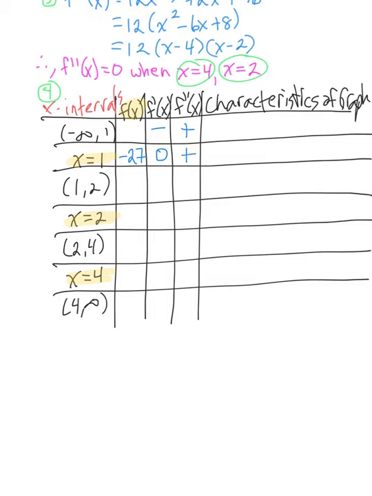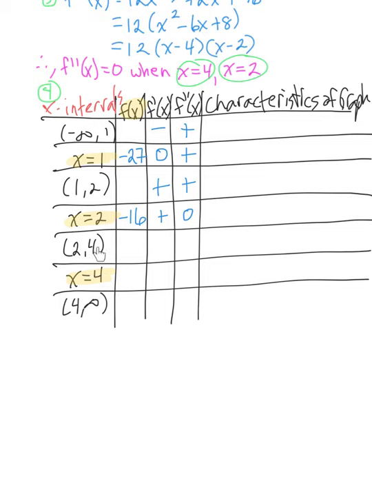Then from the interval from 1 to 2, I'm going to have to choose 1.5. So I'm going to substitute 1.5 into the first derivative, and that gives me a positive value. 1.5 into the second derivative gives me another positive value. Then we're going to substitute in 2 into the original function and all the derivatives. So 2 subbed into the original function is negative 16. 2 subbed into the first derivative is positive, and subbed into the second derivative is a value of 0.